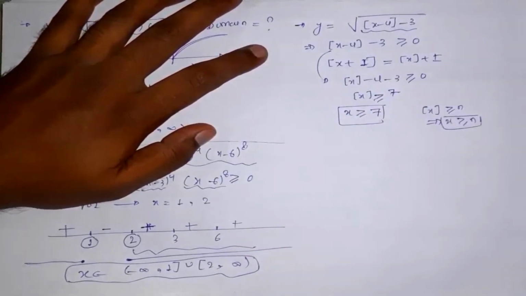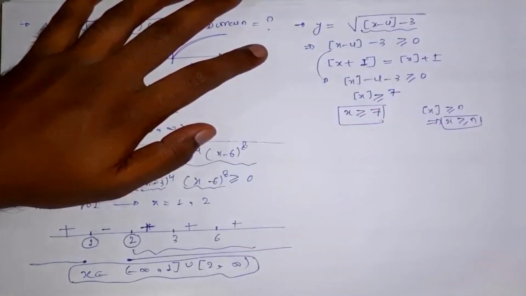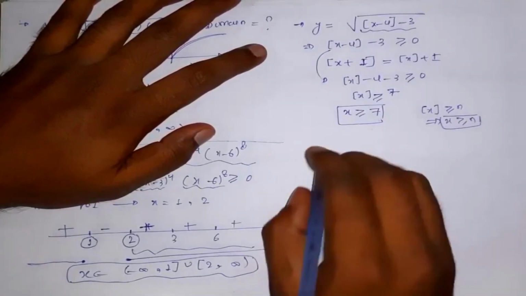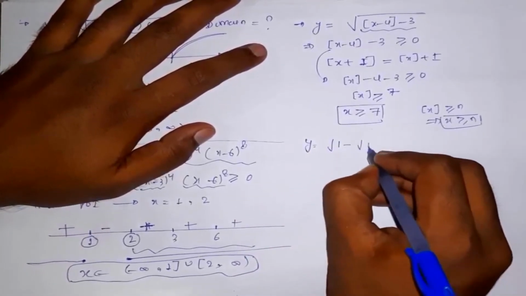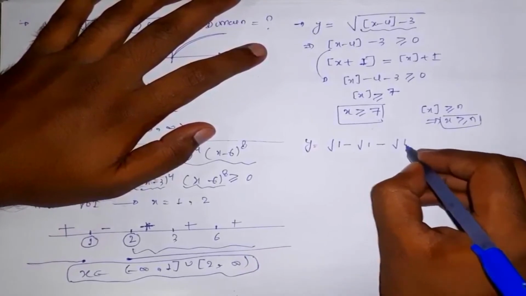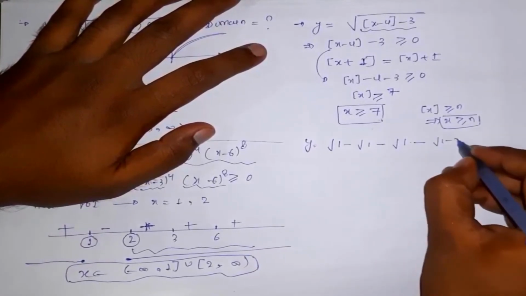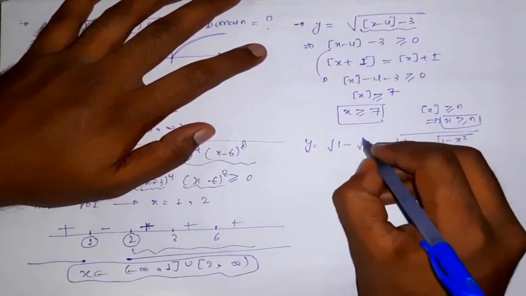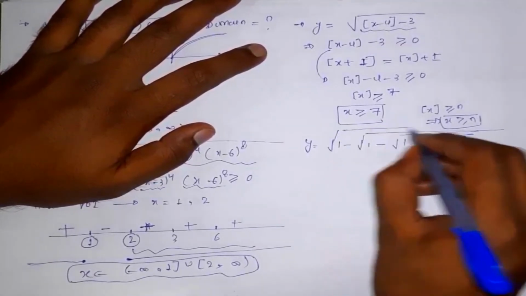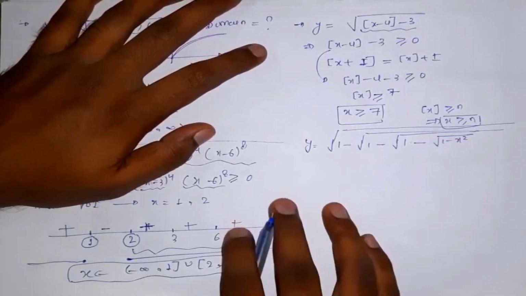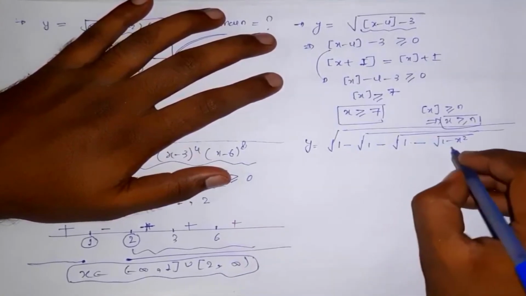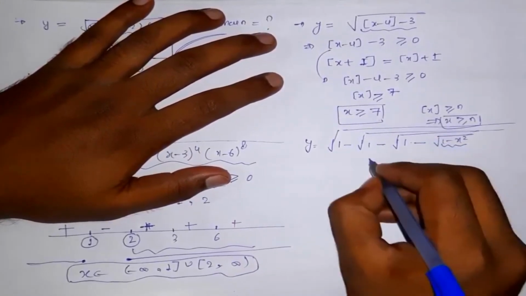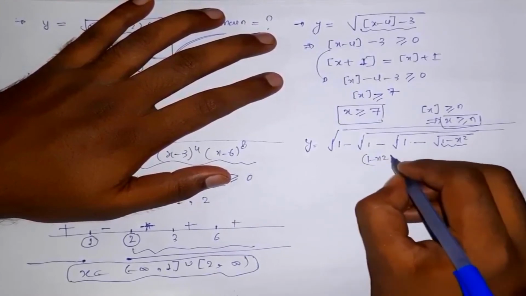So simply, if we take some more examples like this, I'm taking this function. Okay, now I have to calculate the domain of this function. So what I will do, I will simply put this portion as positive. 1 minus x square should be greater than or equal to 0.